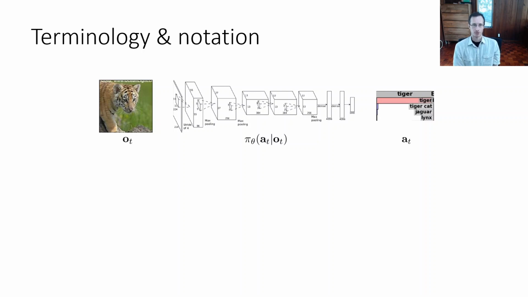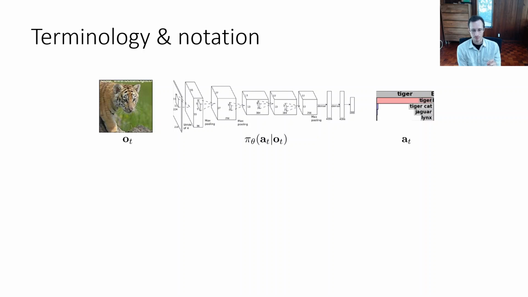Now, typically in a control problem, in a decision-making problem, things exist in the context of a temporal process. So at this instant in time, I might look at the image from my camera and make a decision about what to do. And then at the next instant in time, I might see a different image and make a different decision. So typically we will write both the inputs and outputs with a subscript, lowercase t, to denote the time step t.